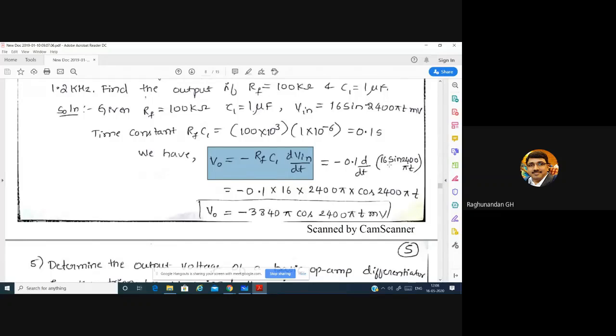16 we have taken, we have not converted this 16 to 0.016. That means 16 milli is not considered; we directly considered 16. So you have to represent the output in terms of milli.